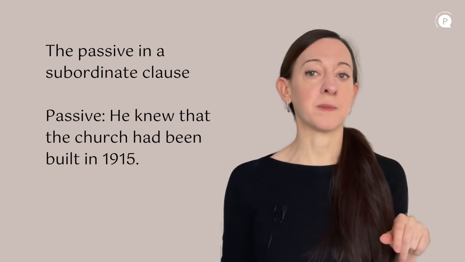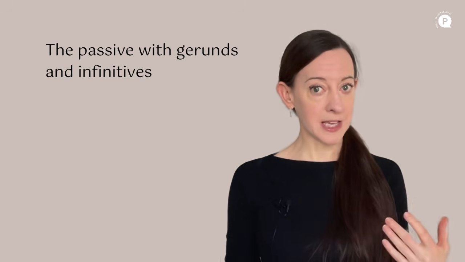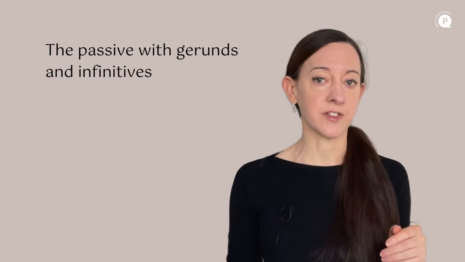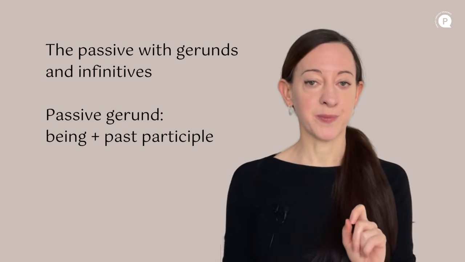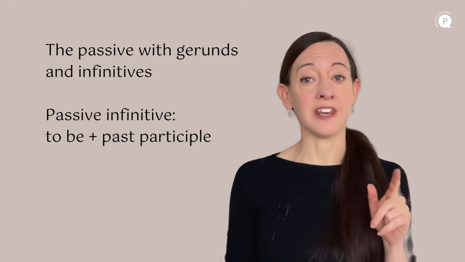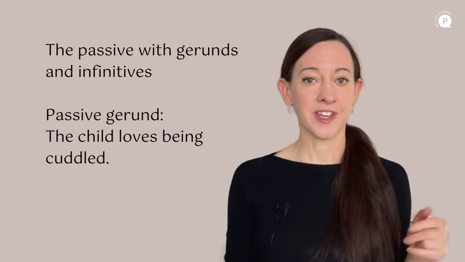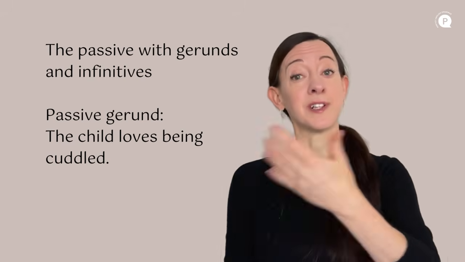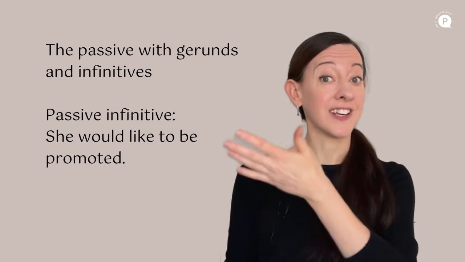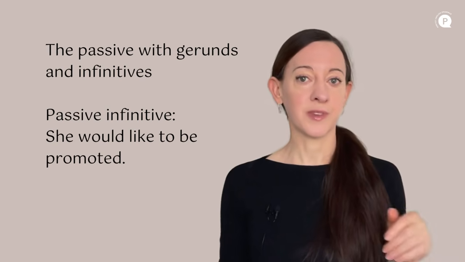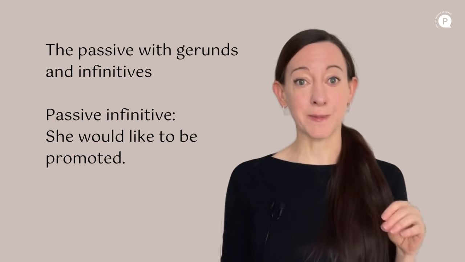You can also make the passive using a passive gerund or a passive infinitive in the same place as a normal gerund or infinitive. The passive gerund is "being" and the past participle. A passive infinitive is "to be" and the past participle. "The child loves being cuddled." So the child loves it when other people cuddle her. "She would like to be promoted." She would like someone else, the boss, to promote her. "Being cuddled" is the passive gerund. "To be promoted" is the passive infinitive.